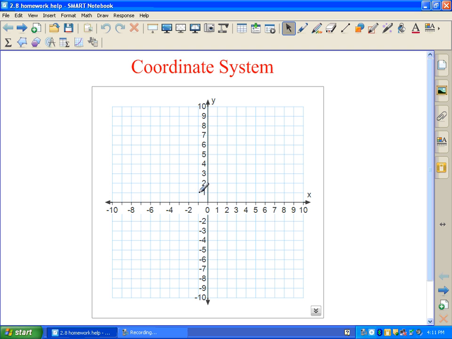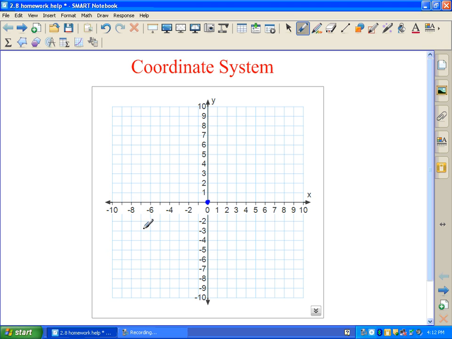Now, some more definitions here. This point where they intersect, right there, is called the origin. And the origin is the 0 on both of these number lines. On the x-axis it's 0, on the y-axis it's 0. So we call that the origin.